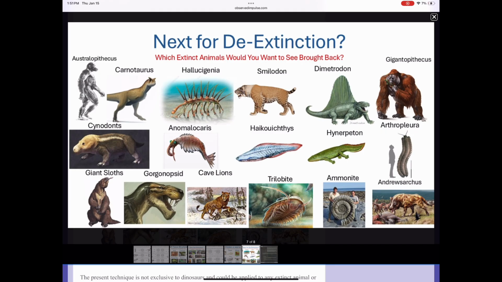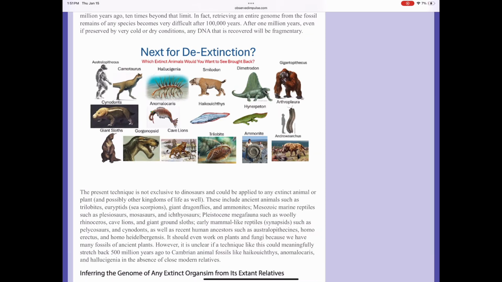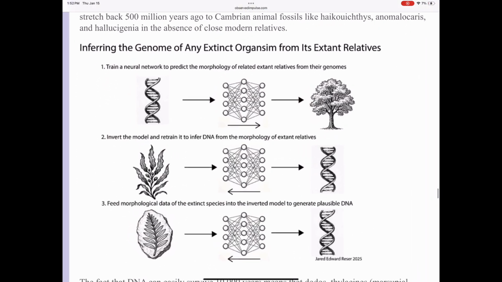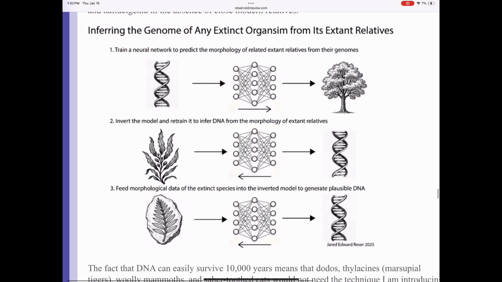Here, like I said, I think this would even be possible to use with plants, this technique, or something like it. I think that this pipeline is currently the best way to do this, to reconstruct a plausible genome. And I think it will be used by AI systems in the future.